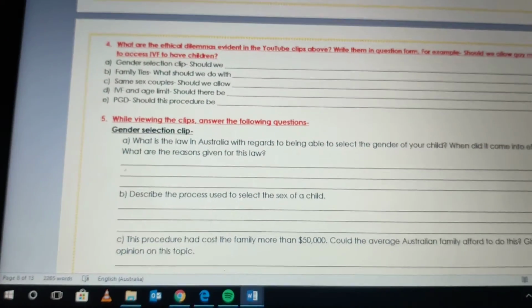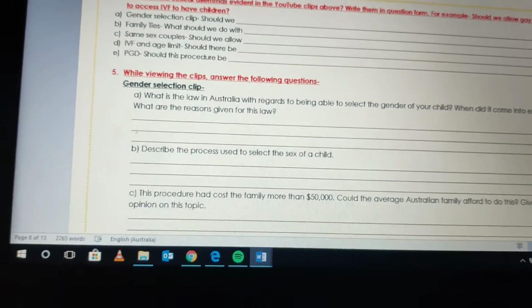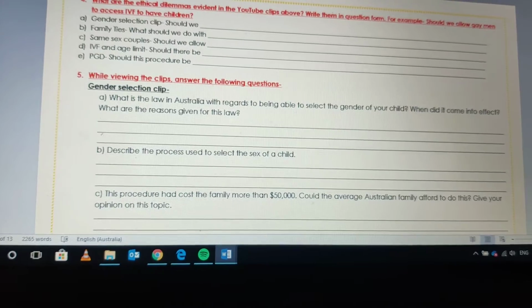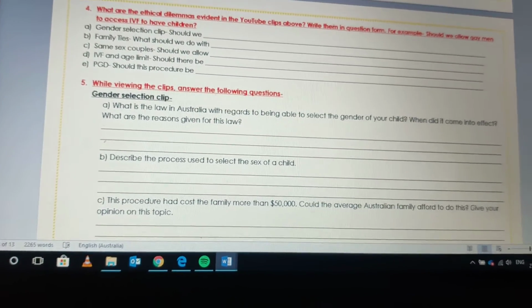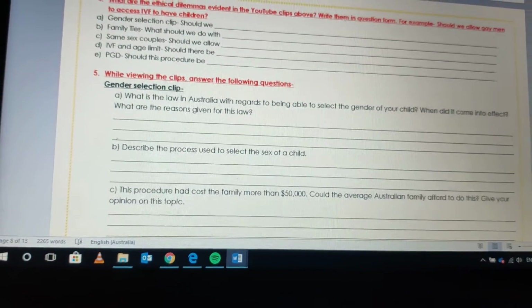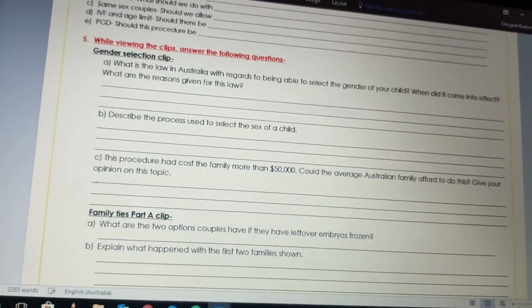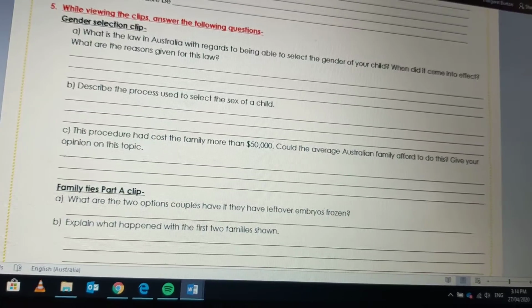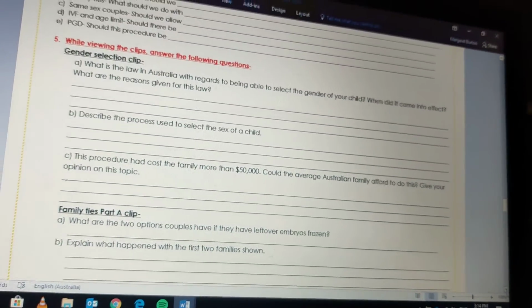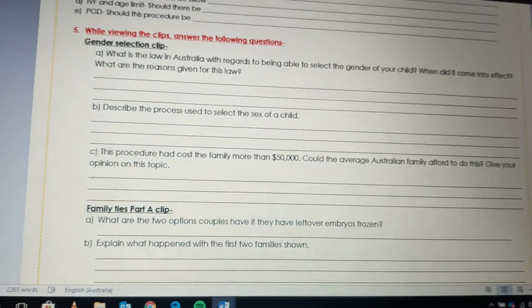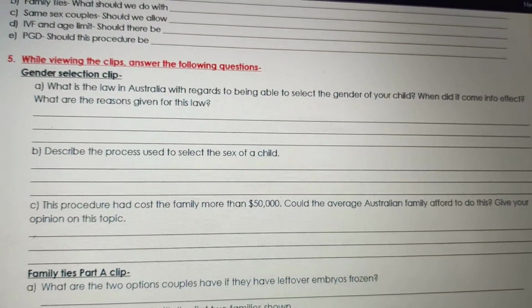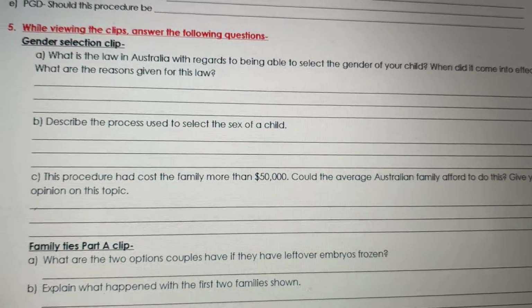Then there are questions about each of the particular film clips. So the first one, which is referring to the gender selection clip again. So what is the law in Australia with regards to being able to select the gender of your child? When did it come into effect? And what reasons do they give for us having this particular law in Australia?